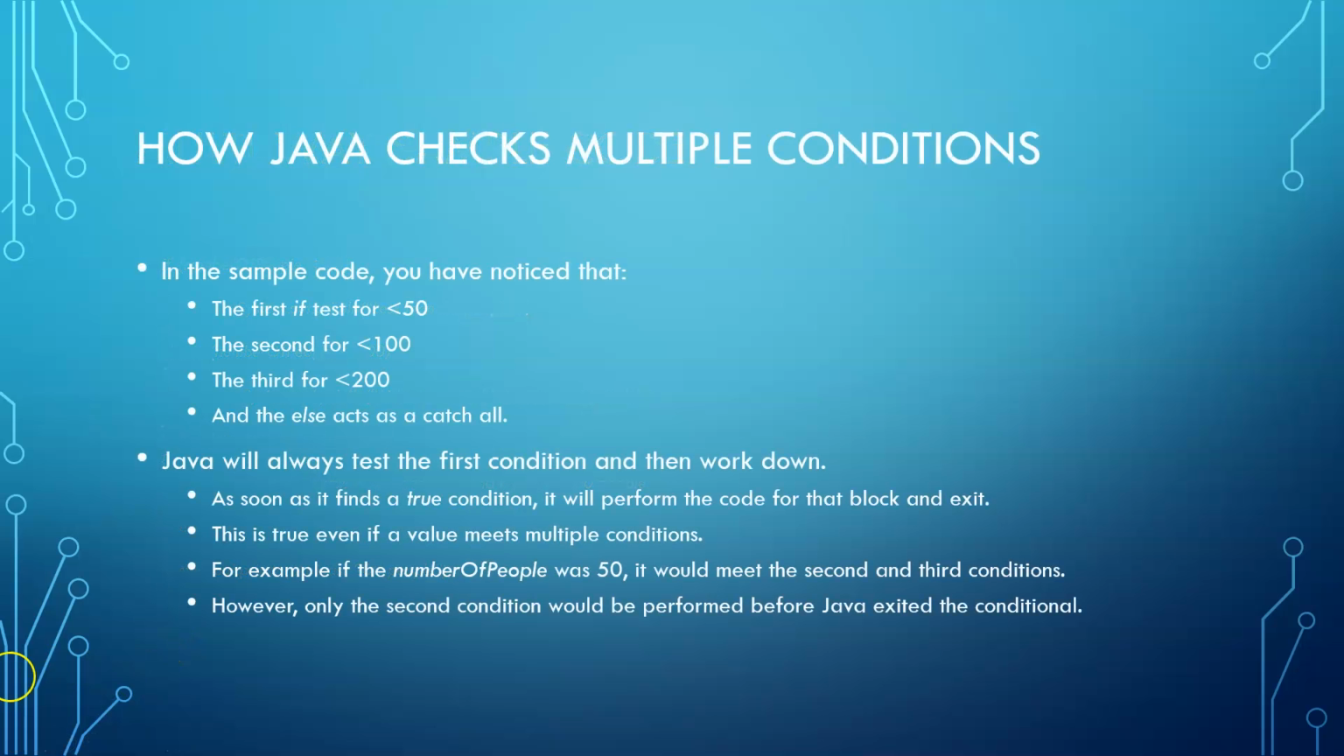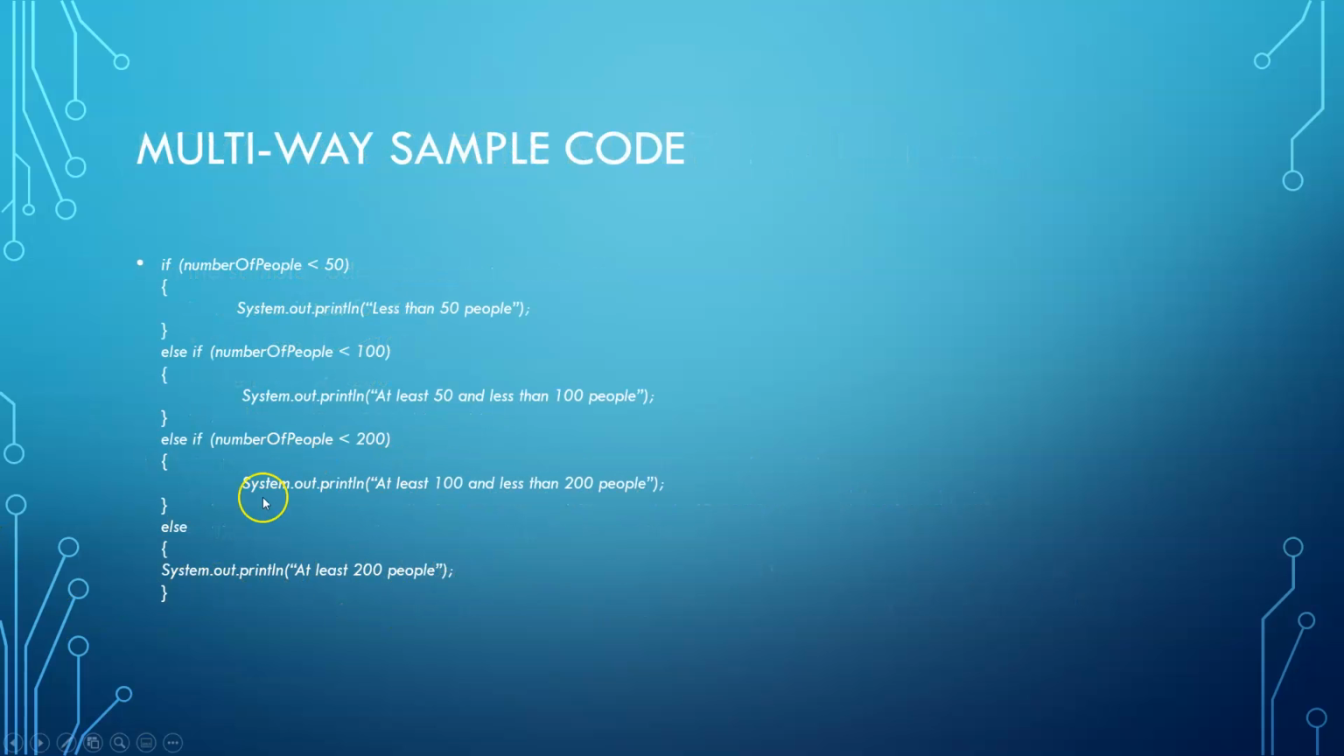So if the number of people, for example, was 50, it would technically meet the second and third conditions. However, only the second condition would be performed before Java exits the conditional. Yes, technically 50 does meet this criteria, but because this is the first one that it meets, that's the one that Java is going to do. Java always goes with whatever the first one is, and then it exits out of that block.